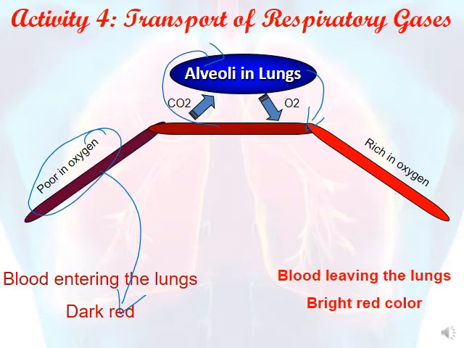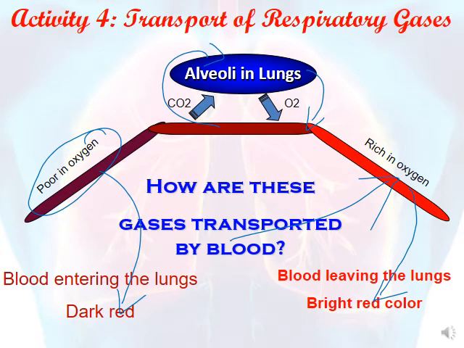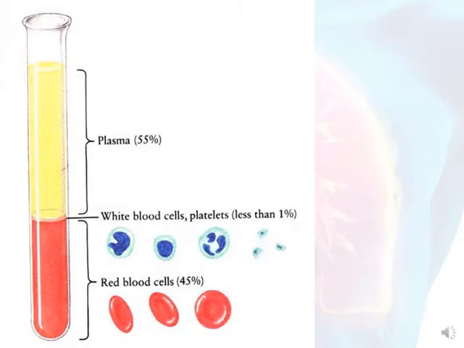So, as such, the blood is going to be rich in oxygen. The color of the blood is going to change into bright red color. This describes all the process that occurs in this. How are these gases transported by the blood? We're going to identify this in the second point of the respiration.